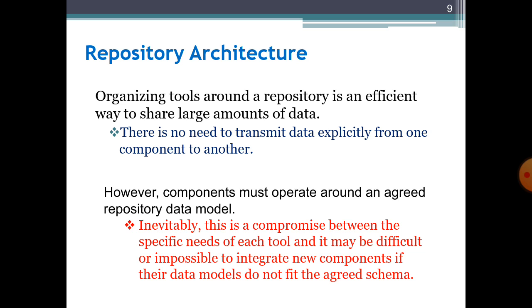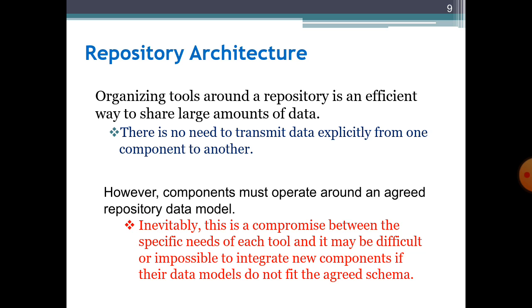As we discussed in our previous slide, we have a patient database and four different independent components, and all of these independent components communicate with each other via the central repository or patient database. However, we can say that these independent components must operate around an agreed repository data model. Because data is centrally allocated, there is a central repository data model.